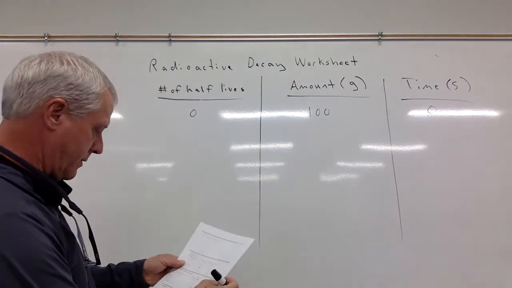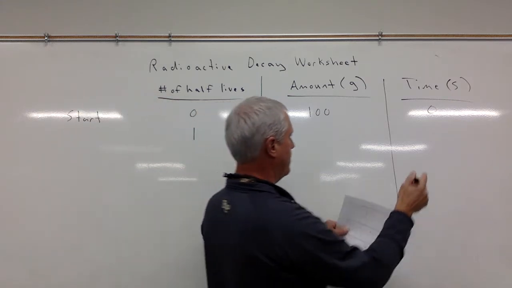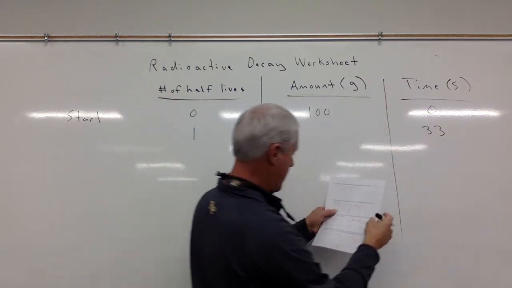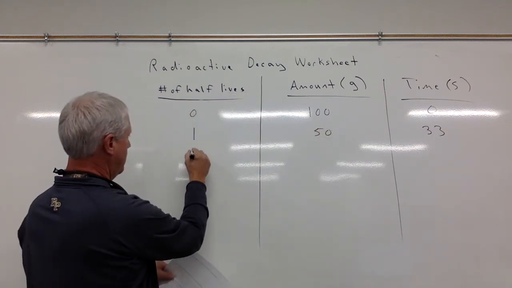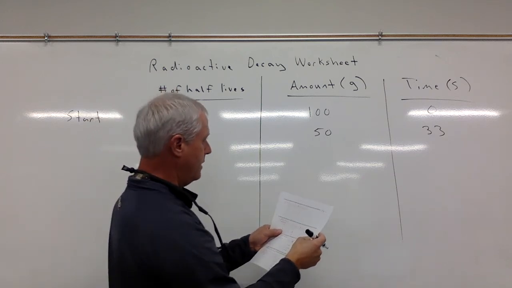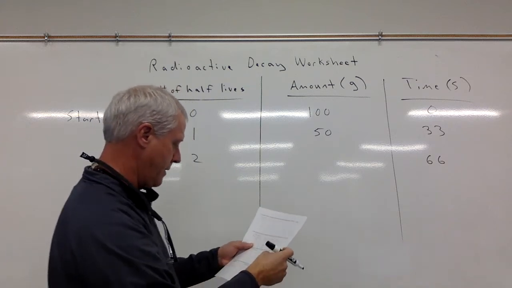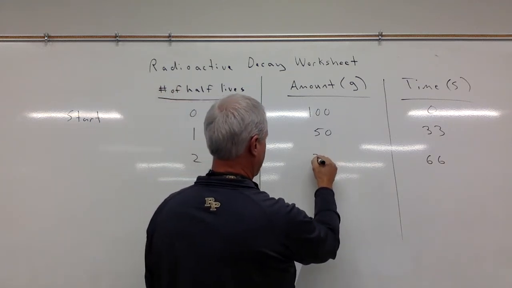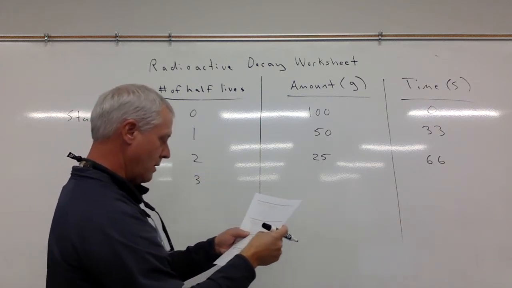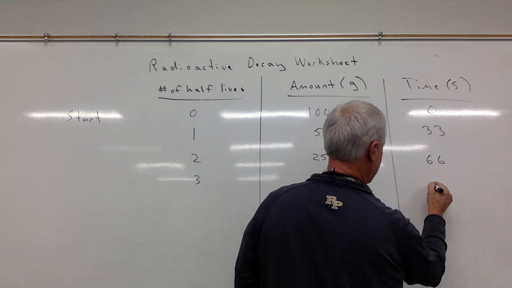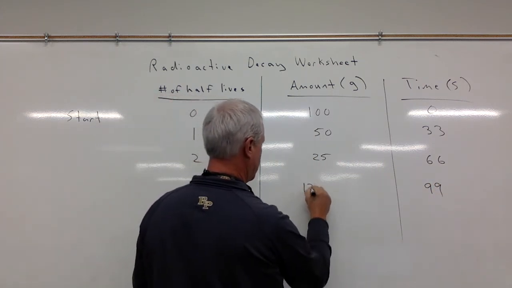Okay, after 33 seconds though, so after 1 half-life, 33 seconds would have gone by. And now we're at 50. We just continue. The next second half-life there is 66 seconds because we're going another 33 seconds of half-life. But now our 50 is reduced to 25. And in the third half-life, we have now 99 seconds of time. And now 25 is reduced to 12.5.